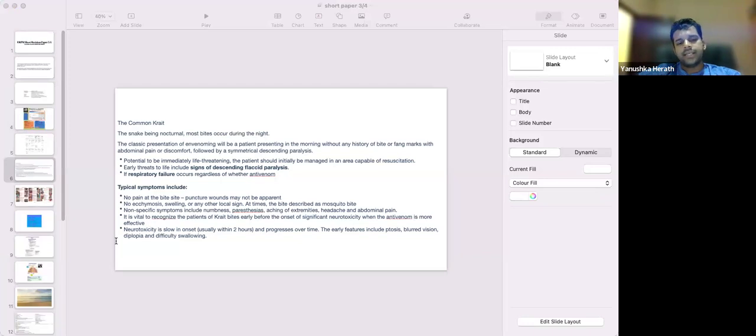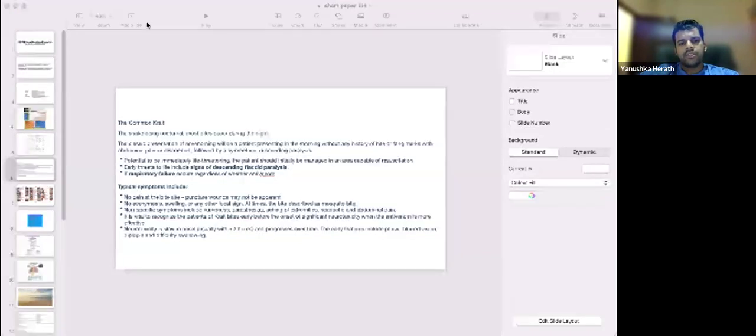Then nail changes. I think I have discussed everything about this. Half nails, CK develop. It's a known feature. Leukonychia in thyrotoxicosis.